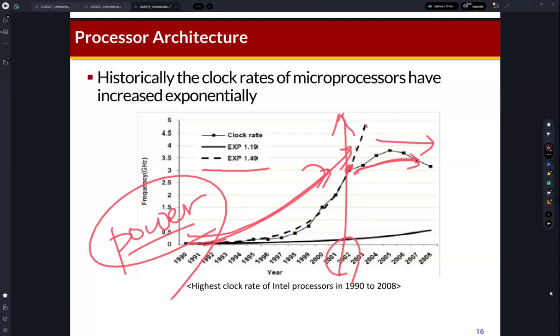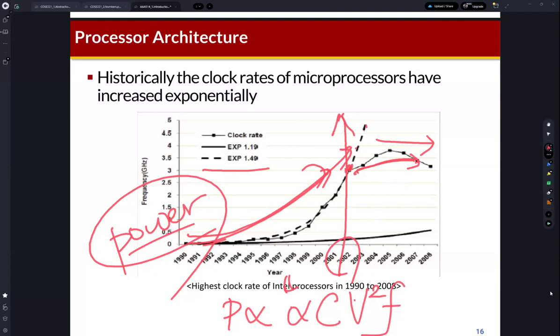So we will learn about the power consumption of the processor, but I believe that some students need to know. So what is the equation for the dynamic power consumption? It's proportional to alpha, C, V squared, F. So this is the dynamic power consumption equation.